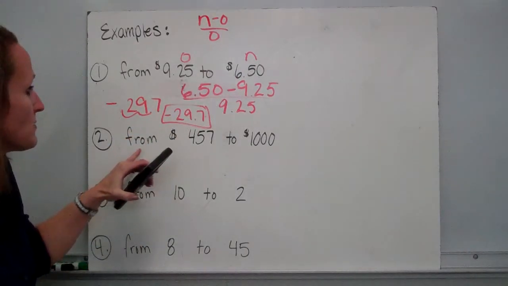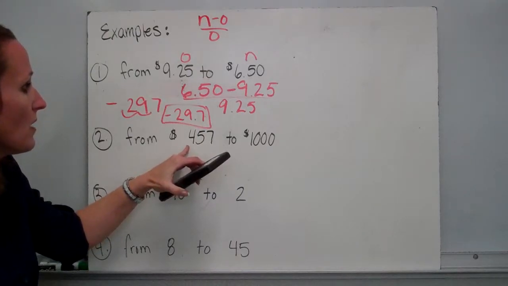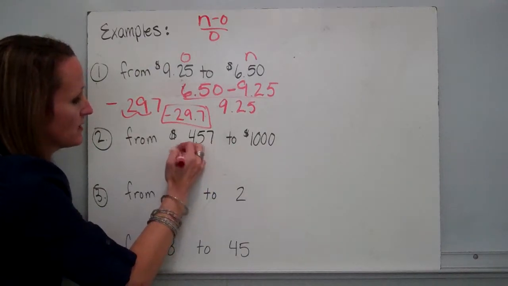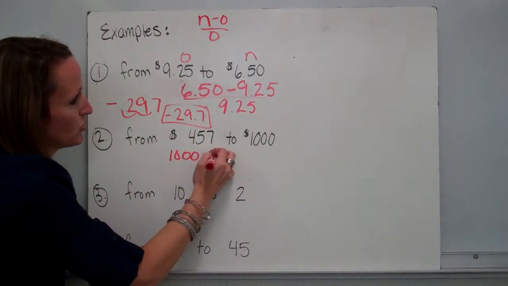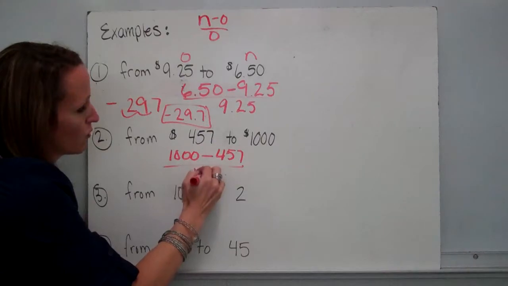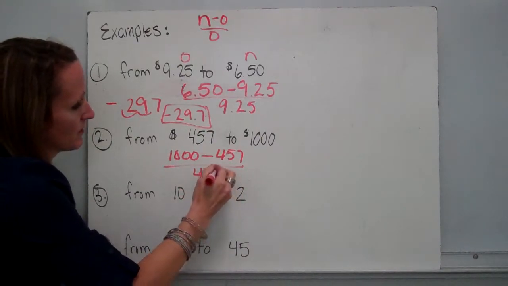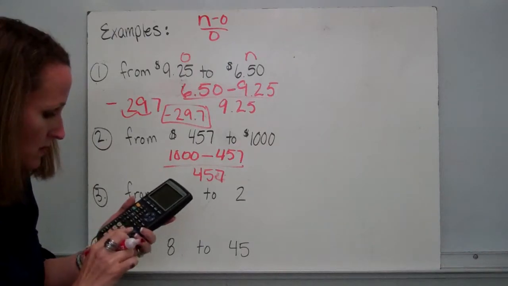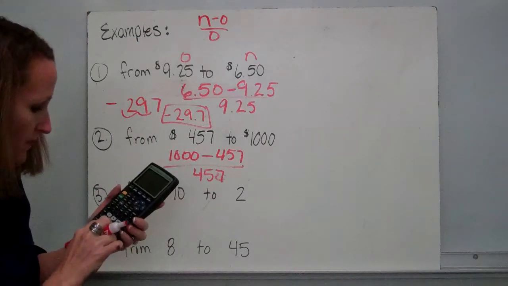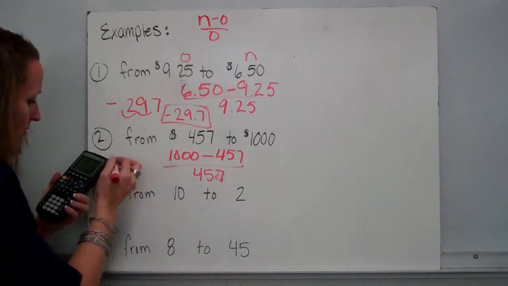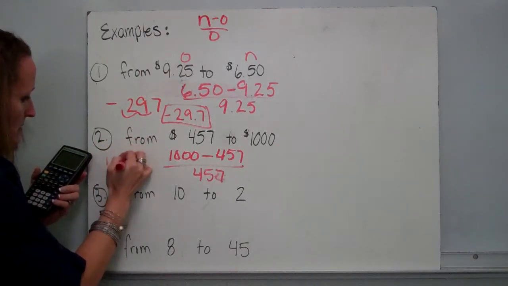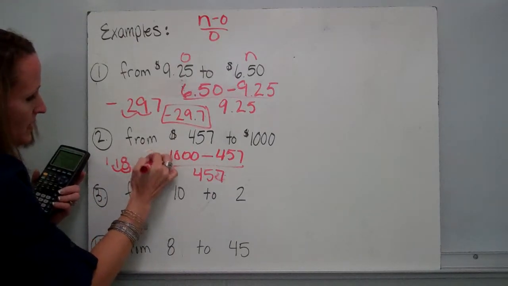Okay? What about this one? We went from 457 to 1,000. So we're going to do new minus old: 1,000 minus 457 over 457. If I do 1,000 minus 457 divided by 457, I get 1.118. So I will move that decimal over, and I get 118%.